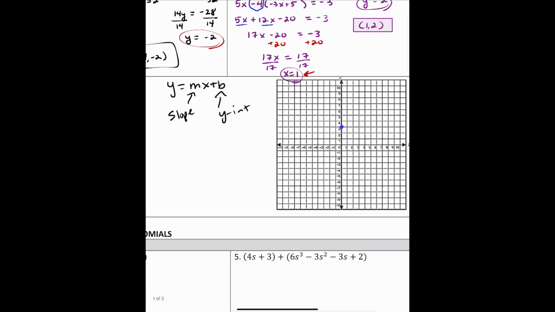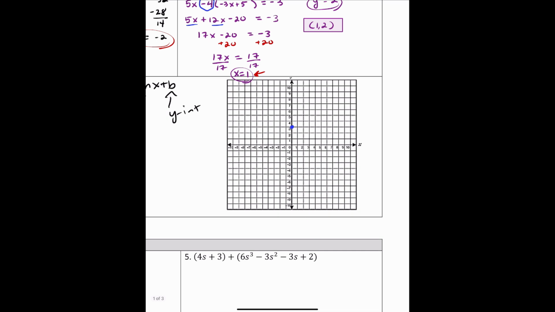So I'm going to start at 3, and then notice that our slope is 4. So that means I need to go up 4 and then right 1. And then up 4 and then right 1. And then you're going to go back to the y-intercept and do the opposite. You're going to go down 4, left 1, and keep repeating, and then you will connect the dots.